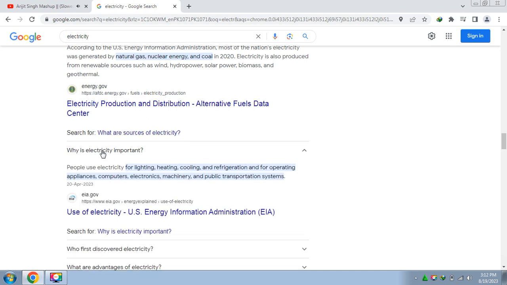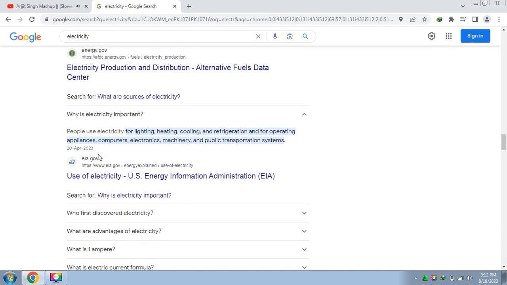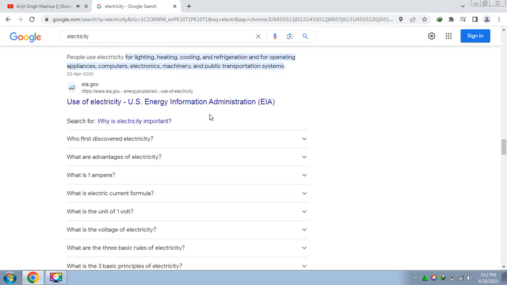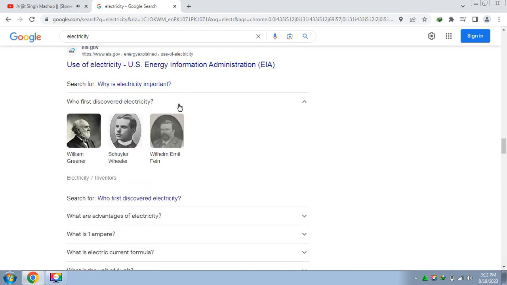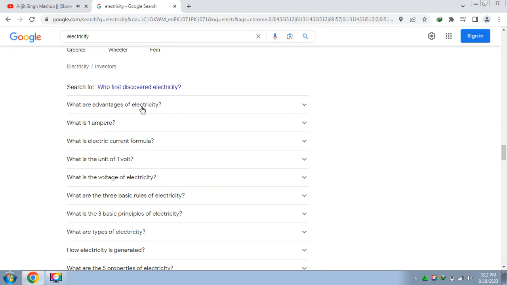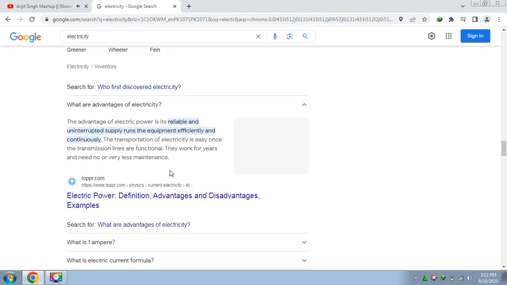Another question: what are the advantages of electricity? The advantages of electricity are a reliable and uninterrupted supply and equipment efficiency, and the transportation of electricity is easy once the transmission lines are set up. For the function they work for years, with no need or very little maintenance. So there are some advantages of electricity which I told you.